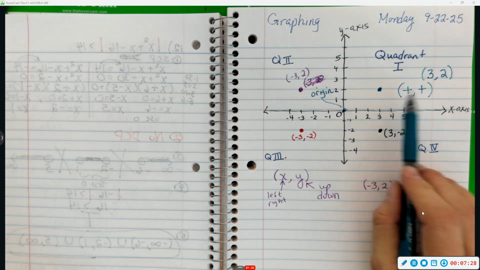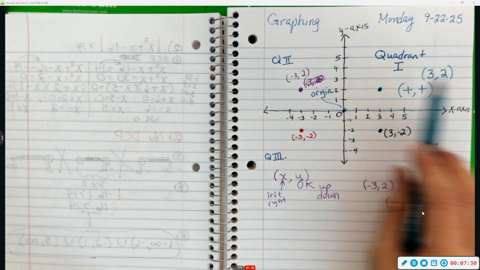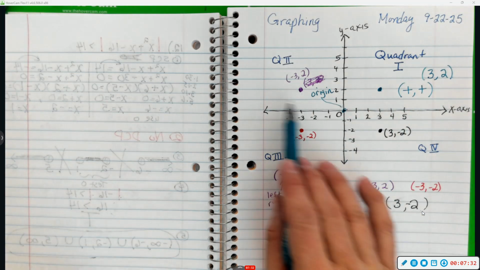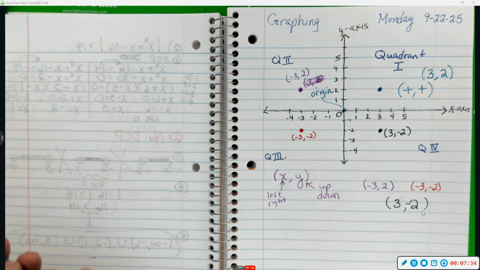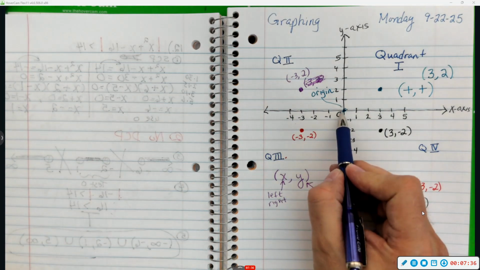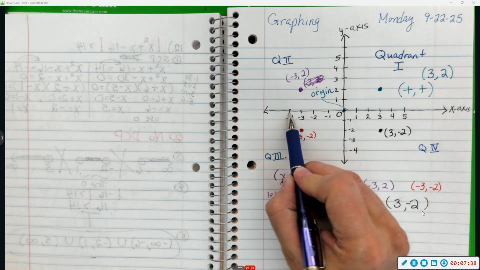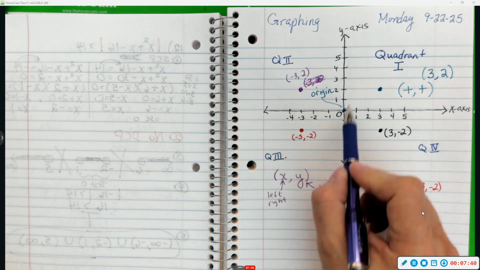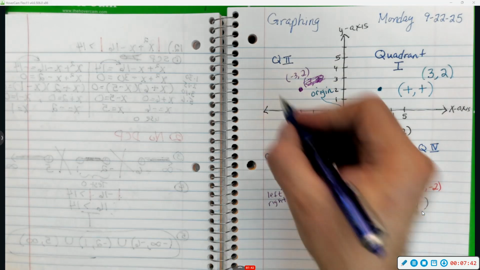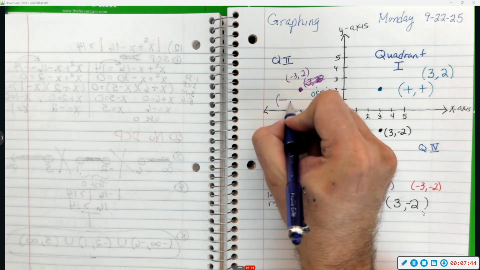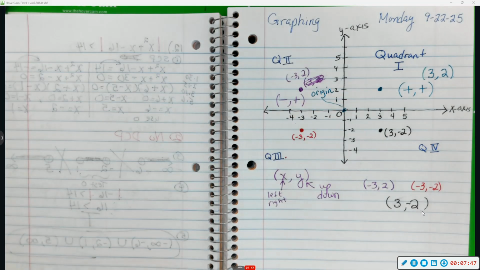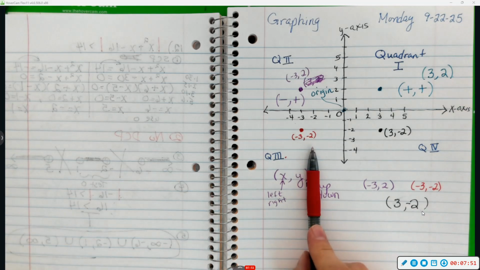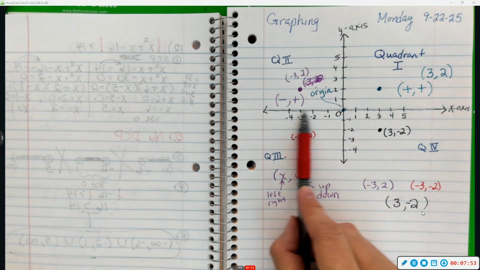Could you go through the rest of these and label them with pluses and minuses? In quadrant 2, all of the x's are negative and all of the y's are positive. So negative, plus. What am I going to write in red down here for the signs in quadrant 3?